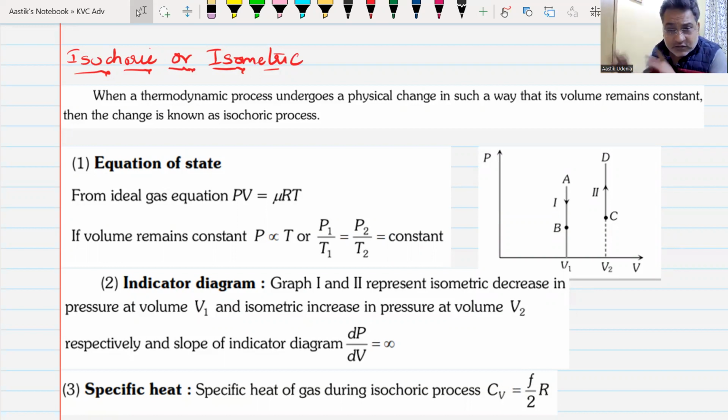I'll give you a minute to note this down step by step in the same pattern. You don't have to write the equation of state, you just write PV is equal to nRT. P1 by T1 is P2 by T2. P is directly proportional to T, or whatever way you want to write. I'll give you a minute to note this down. Okay, then we move on to the next point. I think you have noted till here.